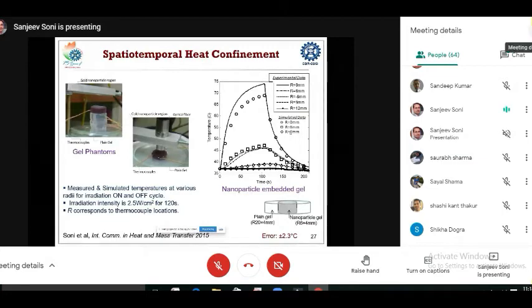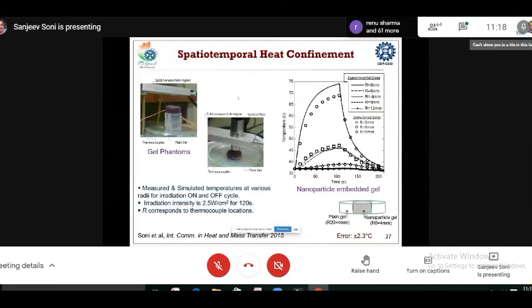So without blood flow, we did some validations in the lab, and then we extended these results to the actual tissue by considering the blood flow. So here what was done is that we made a nanoparticle embedded gel which represents a tumor, and there is a plain gel which represents the healthy tissue. Similarly, the same was done for the radial characteristics also.